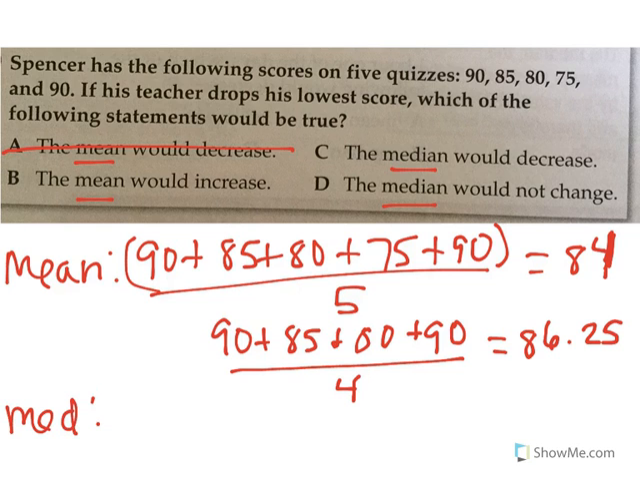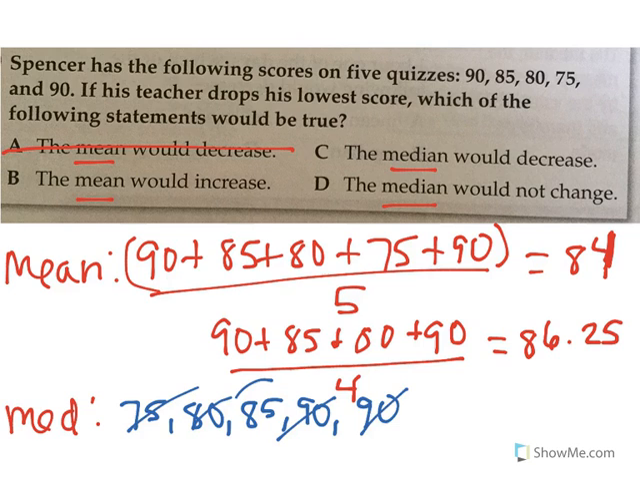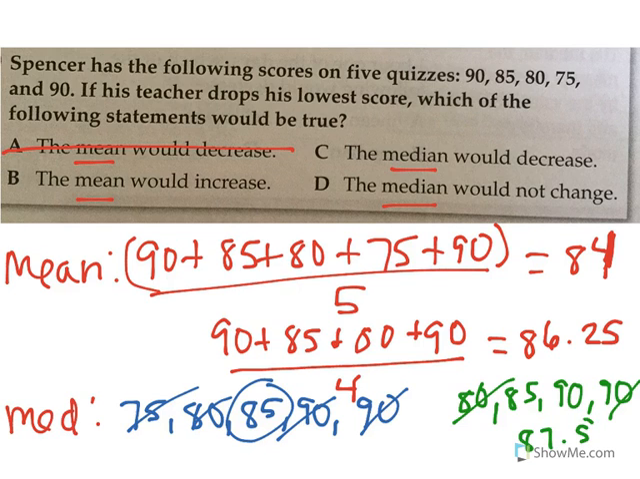I'm going to list them in order. So I do 75, 80, 85, 90, and 90. Okay, so when I cross off, the median's 85. Now let's get rid of the 75. So now I'm left with 80, 85, 90, and 90. So in the middle between 85 and 90 is going to be 87.5 here.